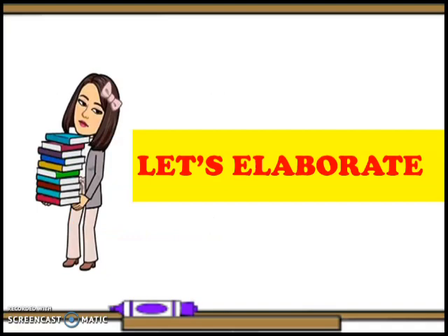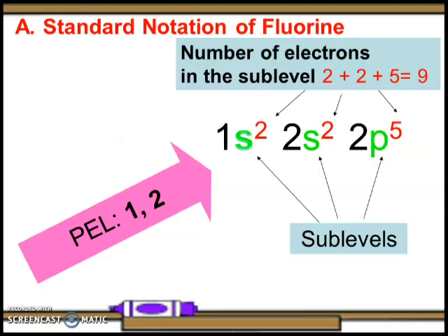Let's elaborate. Let's have the standard notation of fluorine. A special type of notation is used to write an atom's electron configuration. The notation describes the energy levels, orbitals, and the number of electrons in each. In this example, we have the principal energy levels of 1 and 2, and we have the sublevels of s and p. And the number of electrons in the sublevels, so we have 2 plus 2 plus 5 equals 9.